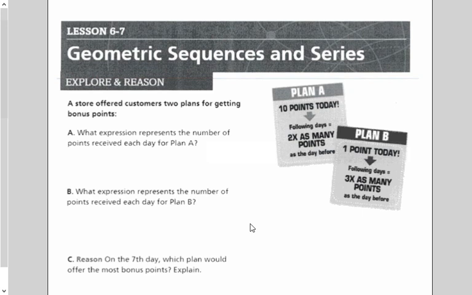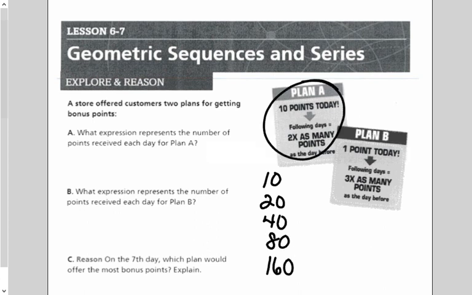Okay guys, we're starting off lesson 6.7 here with an example about a store loyalty plan where they have two different plans for earning points for shopping at their stores. One plan has 10 points today, and then every day after that you get double as many as the day before. So you'd start with 10, and the next day you get 20, 40, 80, 160, and so on, because you are doubling, starting with 10.